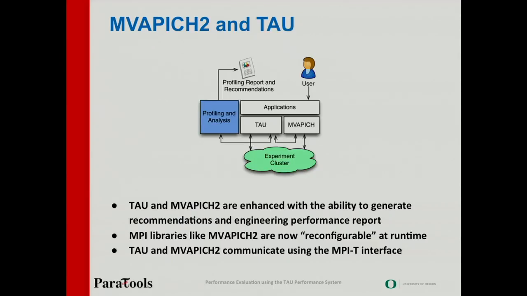Libraries like MVAPICH 2 are now reconfigurable at runtime. So you do not need to use a tunable parameter from the beginning to the end of the code. You can change it at runtime, and that's our next step in the project, where we are going to evaluate how we can collect the performance data, evaluate it, do in situ analysis, and then modify the parameters at runtime and change the behavior.